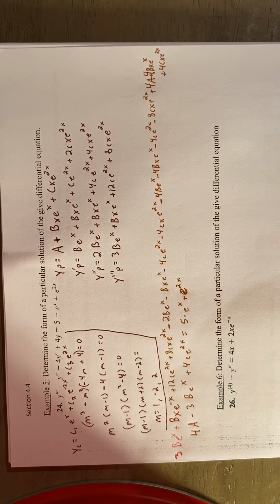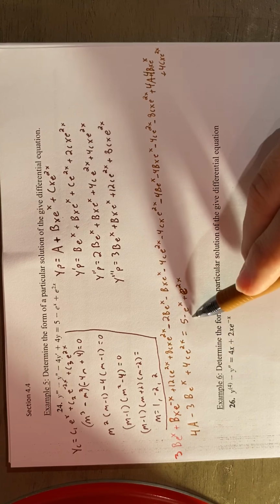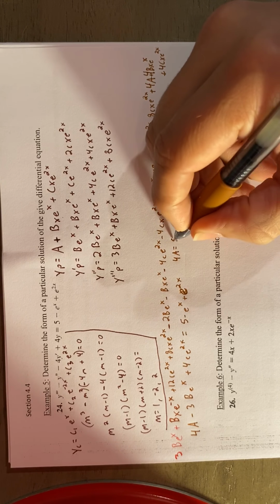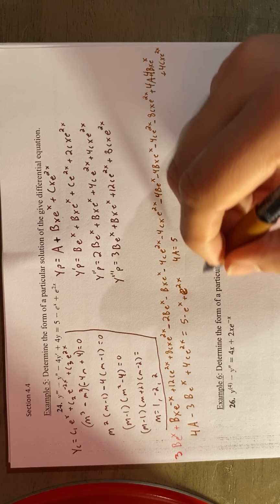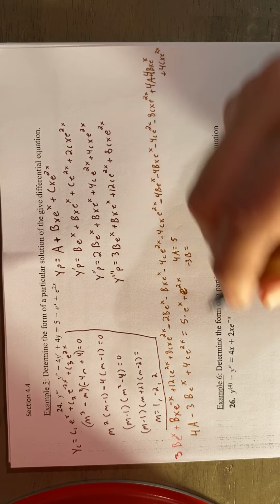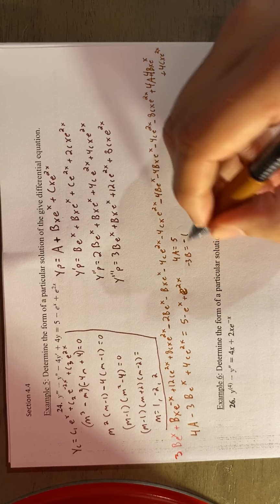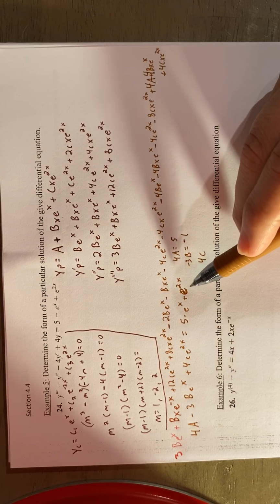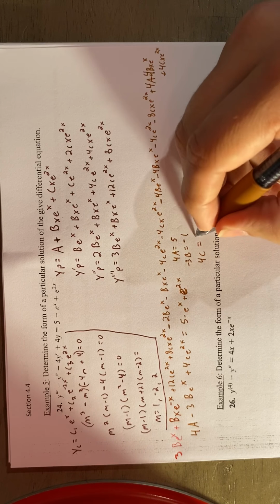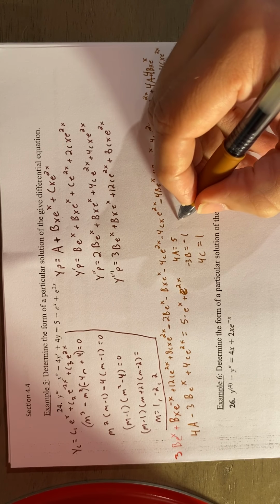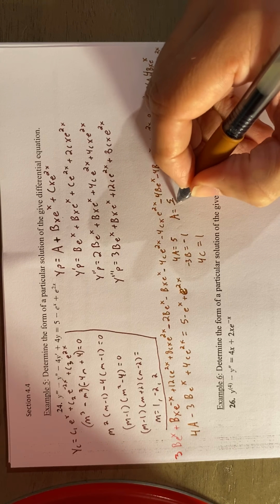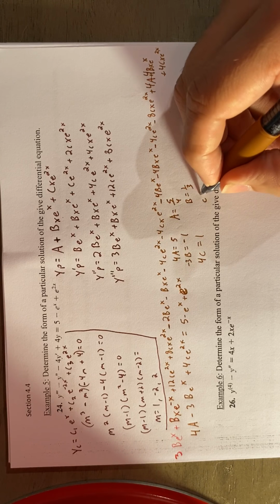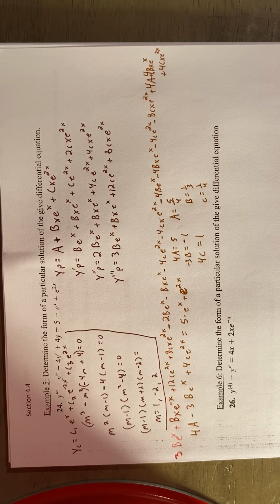Now, looking at coefficients, 4a is a constant, and it's going to match the constant over here. So 4a equals 5. Negative 3b is with e to the x, and what is with e to the x over here is negative 1. And c is with e to the 2x, so what's going to be with e to the 2x is just 1. So solve it and get a is equal to 5 over 4, b is equal to 1/3, and c is equal to 1/4.